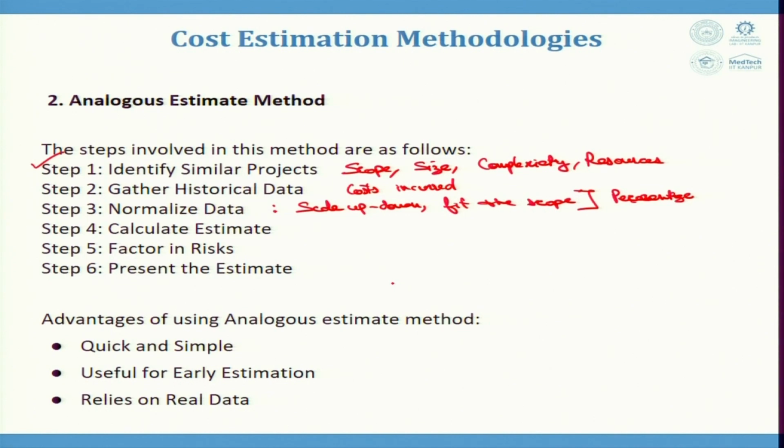Then we calculate the estimate, that is, the cost of the current project by averaging the cost of the similar projects, or maybe using some statistical methods. Then factor in risks, which means there might be certain factors which impact the accuracy of the estimate. So, these factors are identified. Then we present the estimate, that is, we communicate the estimate to the stakeholders or the project team.